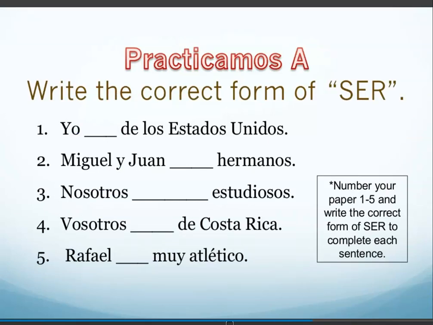For this exercise, I want you to write the correct form of ser. So go ahead and take about 1 minute, number on your paper from 1 to 5. If you think you can do it in your head, that's great. I'm going to read the sentences and then I'm going to show you what form of ser you should have used. Número 1, yo blank de los Estados Unidos. Número 2, Miguel y Juan blank hermanos. Número 3, nosotros blank estudiosos. Número 4, vosotros blank de Costa Rica. Y número 5, Rafael blank muy atlético.